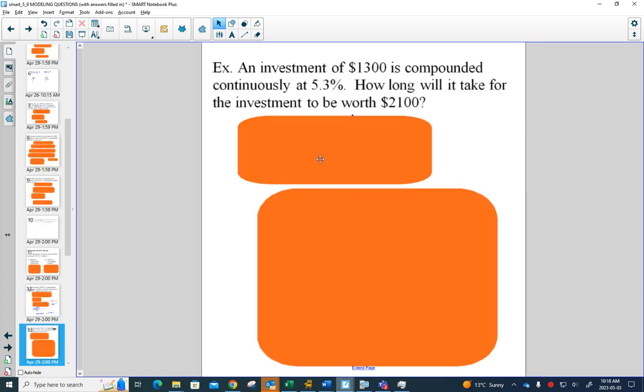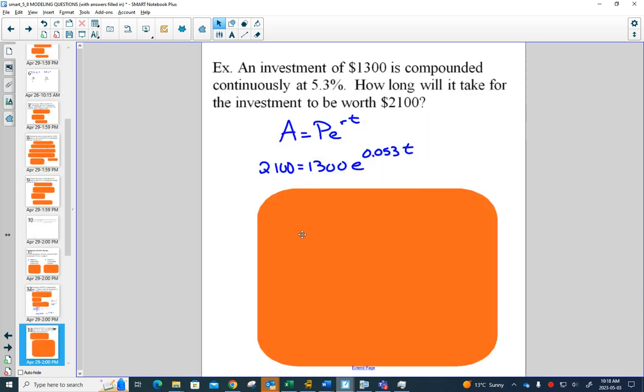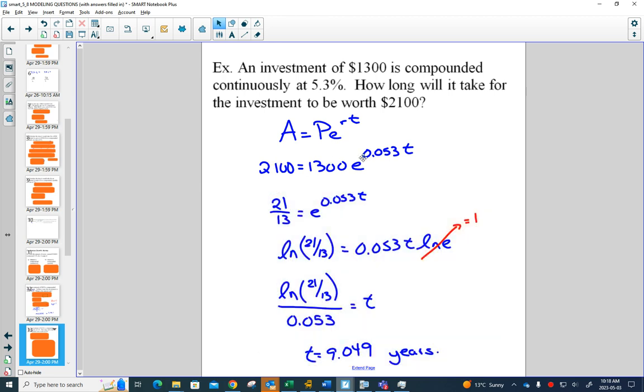All right, let's do a check. Did you plug it into the right spots? And then again, get the power by itself. I would use natural logarithms.